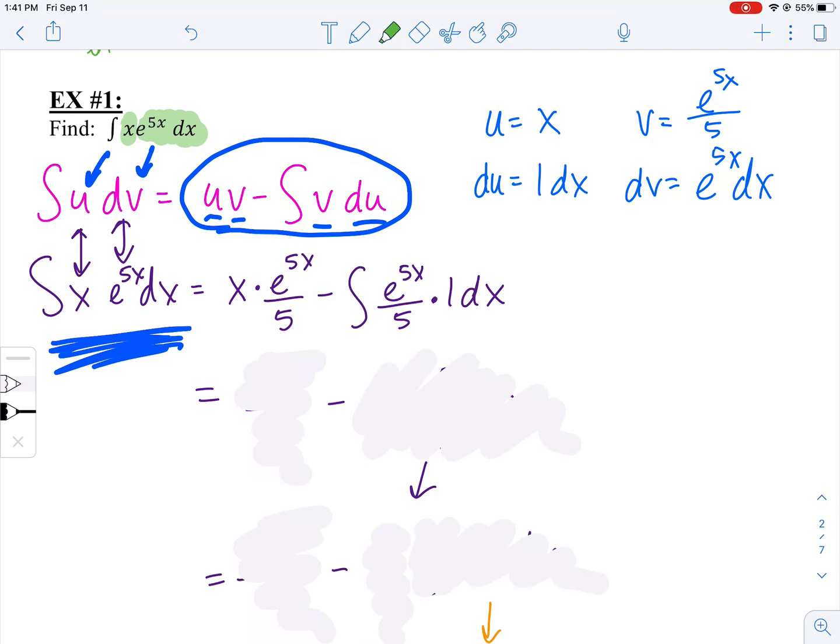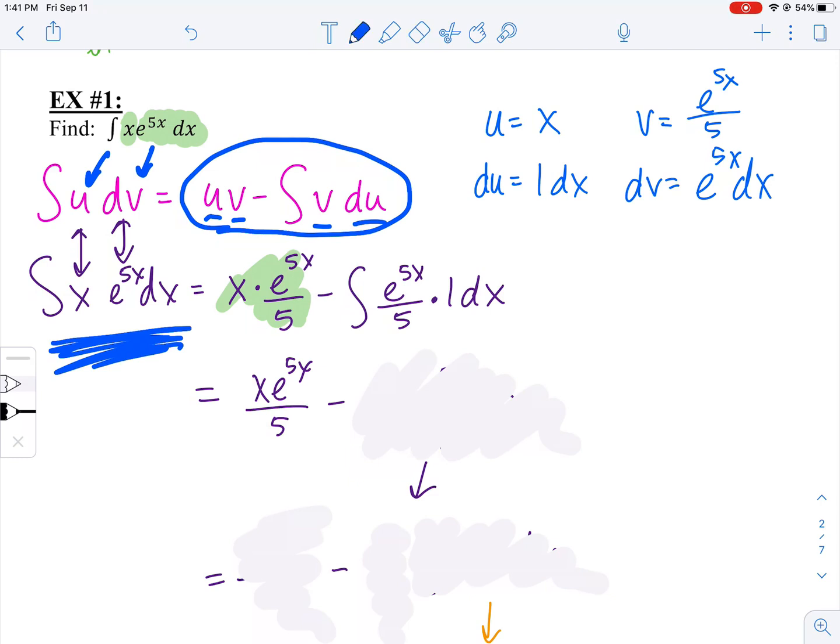I'm going to simplify now. Looking at this first piece here, it looks like I have an x times an e to the 5x all over 5. Not really much I can simplify on that piece. On my second piece, it looks like I have the integral of e to the 5x over 5 times 1. Or could I really just say e to the 5x over 5 dx?